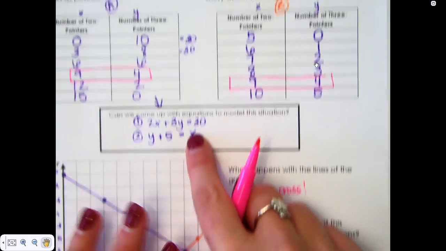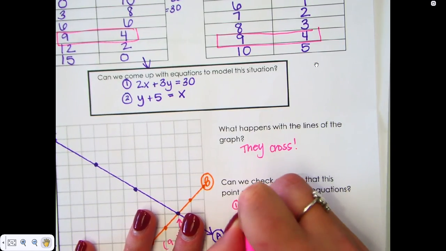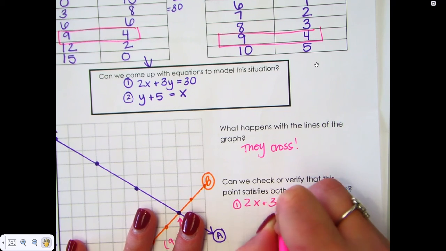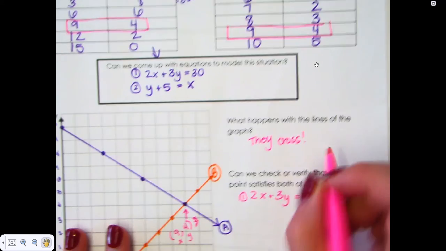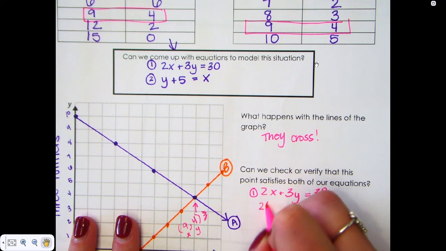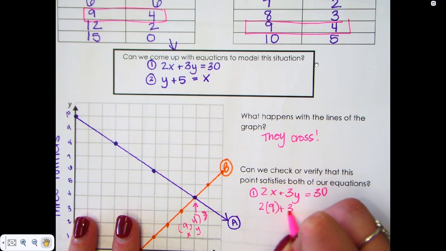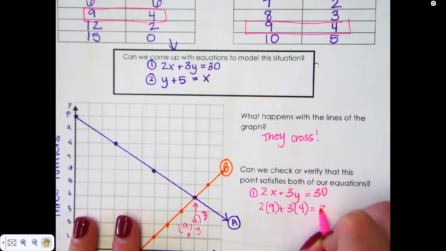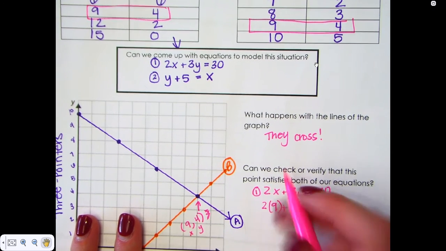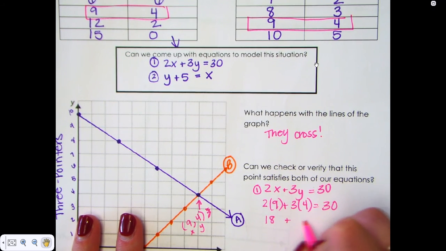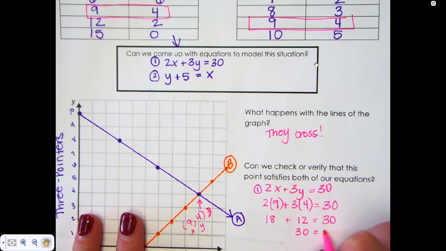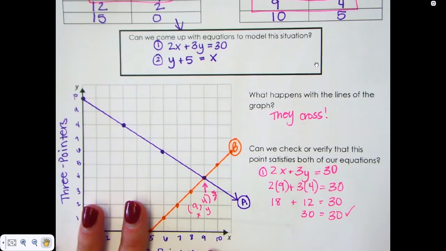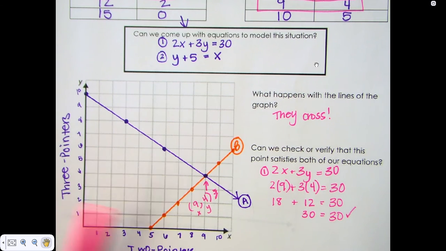So let's check. So in this first one, 2x plus 3y equals 30. I'm going to plug in 9 for x and 4 for y. And this hopefully should be the same. 9 times 2 is 18. 3 times 4 is 12. Hey, look. This side equals 30 and this side equals 30. So that's true for that equation.